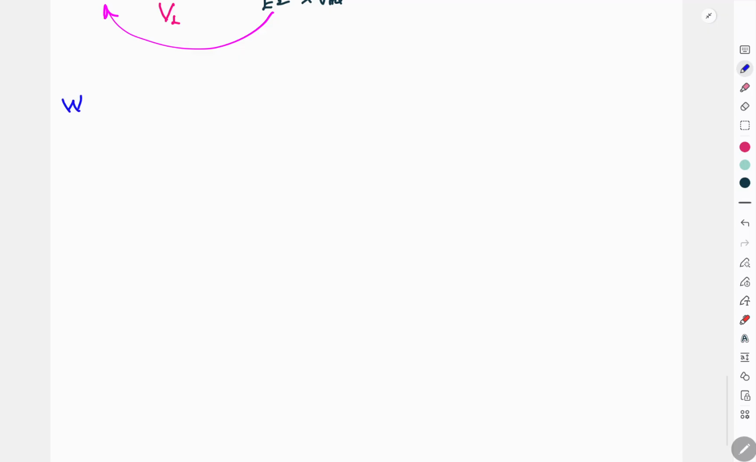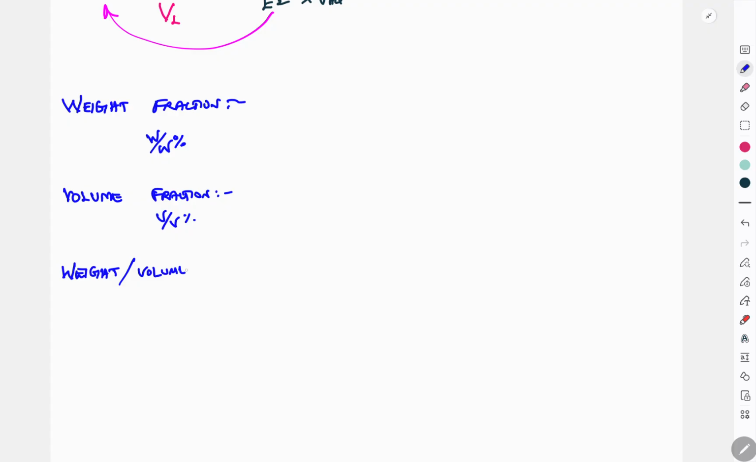That is nothing but, one is called weight fraction or mass fraction. It is also represented as W by W percentage. The next one is called volume fraction, which is denoted as V by V percentage. The third one is called weight by volume fraction, which is denoted as W by V percentage. Sir, what is W by W percentage?